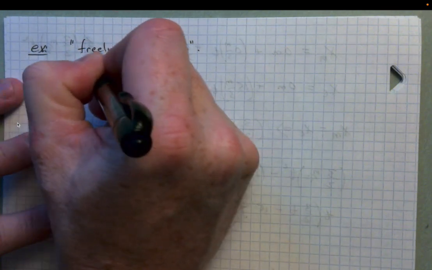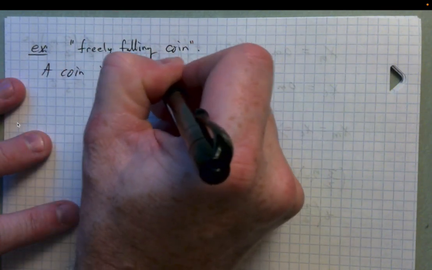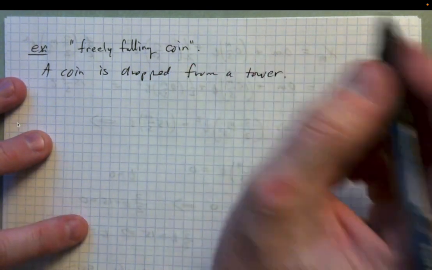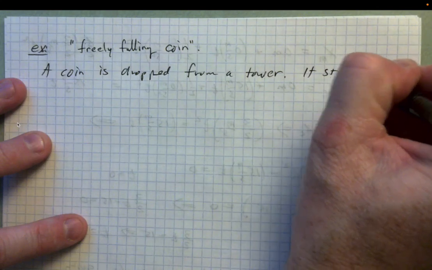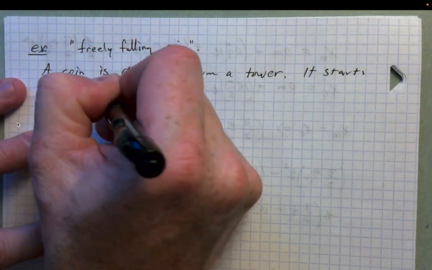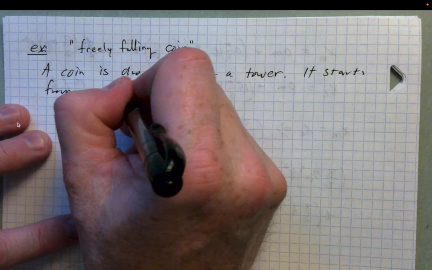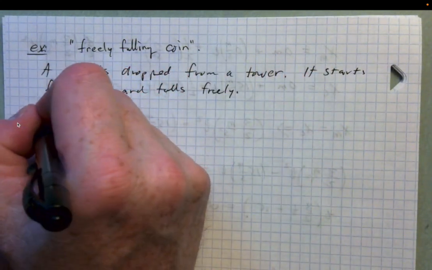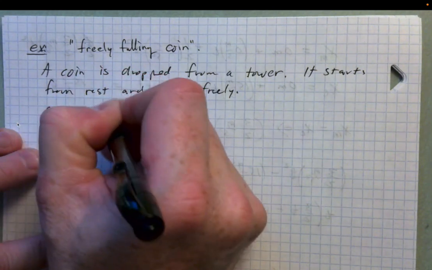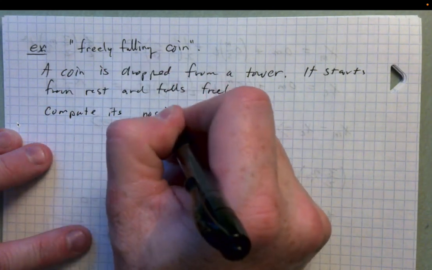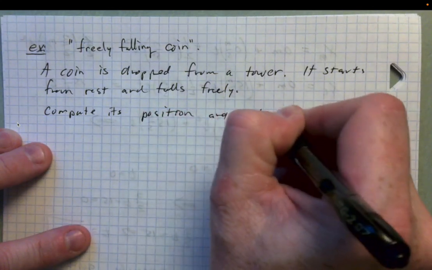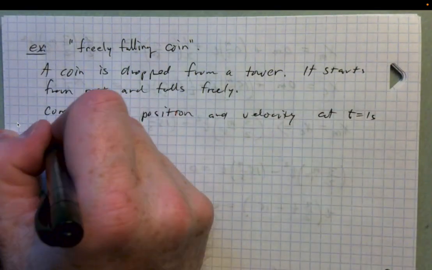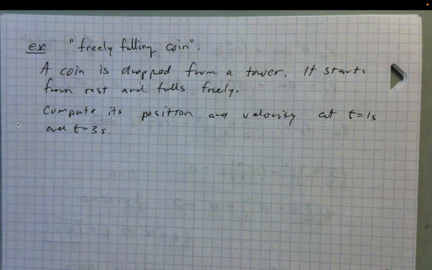So a coin is dropped from a tower. Okay, it starts from rest and falls freely. Okay, and so what we're just interested in is compute its position and velocity at t equals 1 second and t equals 3 seconds. So this is a very straightforward problem.